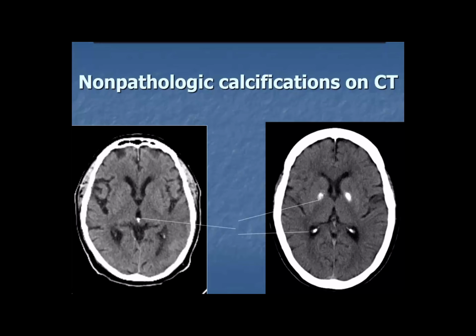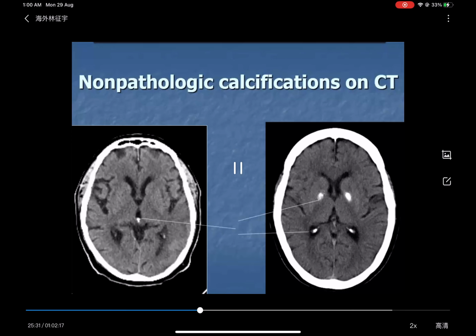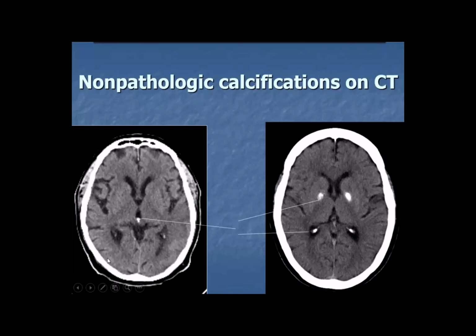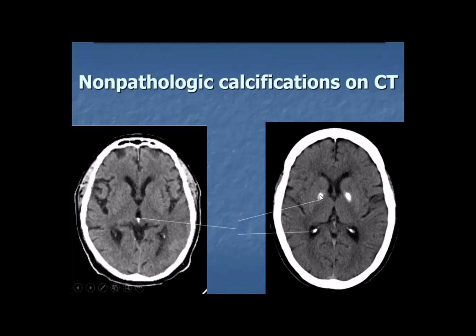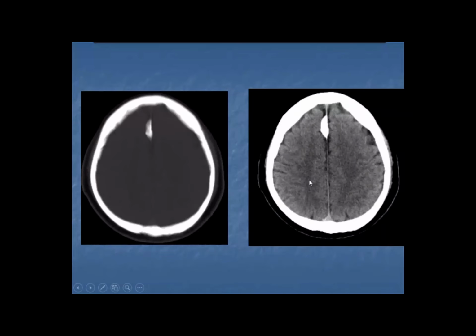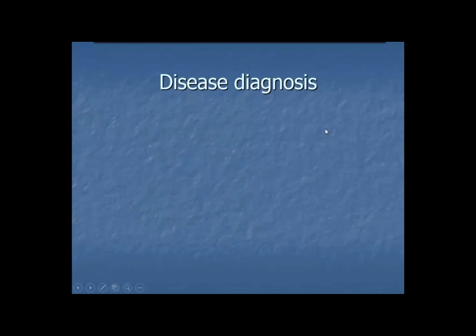The calcifications that may be seen on CT of the gland are non-pathologic. Here is the pineal gland, the calcification of the pineal gland. Here is the calcification of the basal ganglia. This is the basal ganglia and choroid plexus. Also, sometimes the calcification of the falx and tentorium is normal. It's non-pathologic.